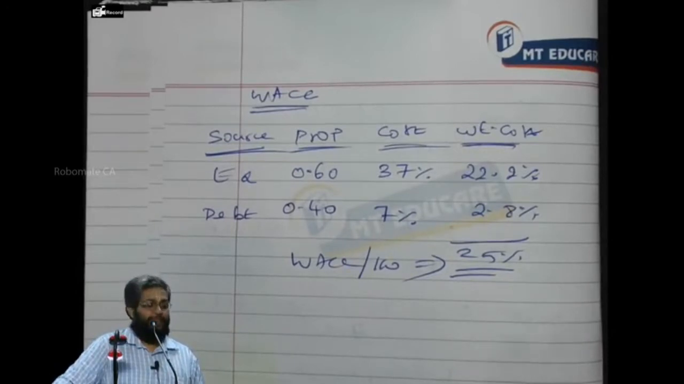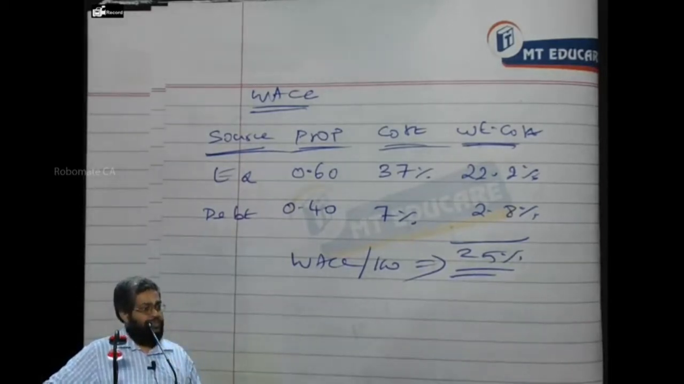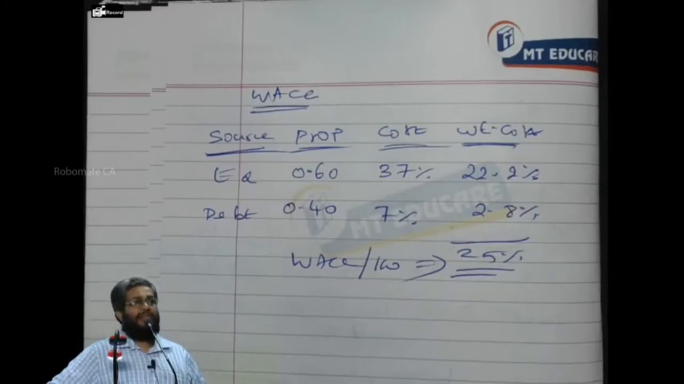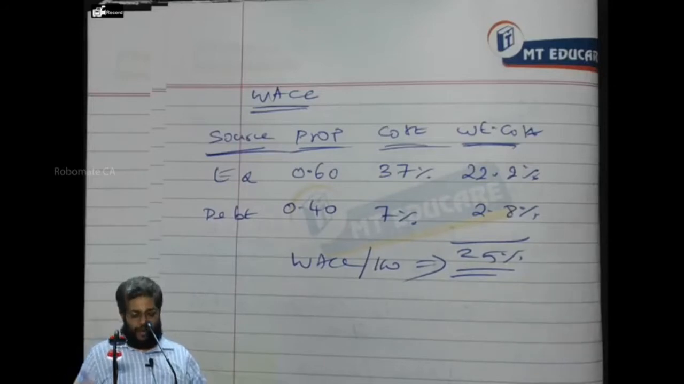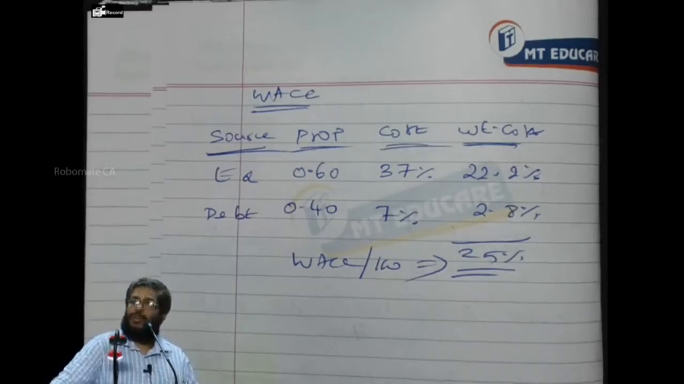Heading: concept of proxy beta. Point number 1: sometimes a company cannot use its own beta for share valuation or project selection.